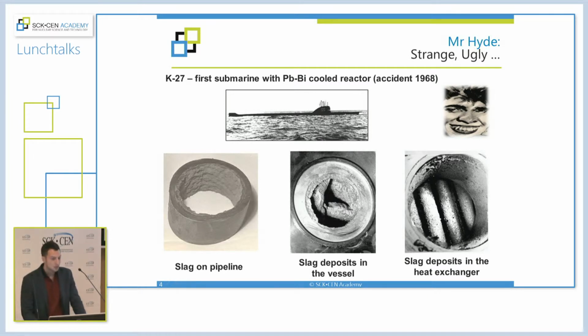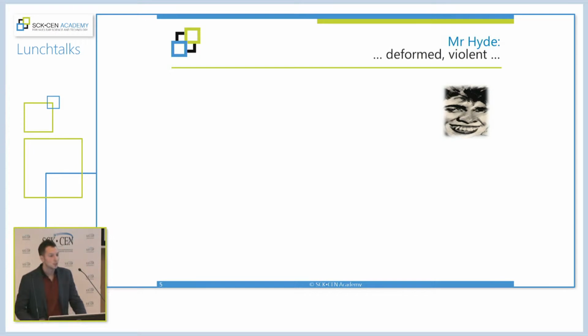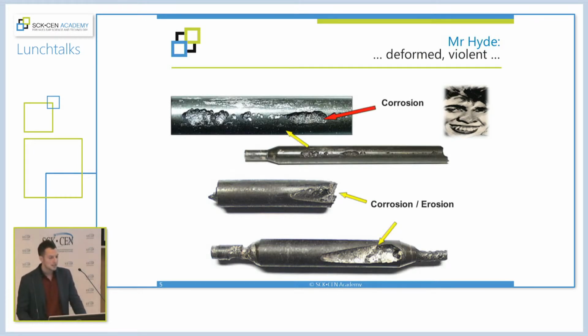But Mr. Hyde is also a deformed guy and violent guy. What do I mean with that? Well, if we, on the other end, have a too low oxygen concentration, we can enhance a process like corrosion of the steel in contact with the LBE, and this can bring also to erosion.